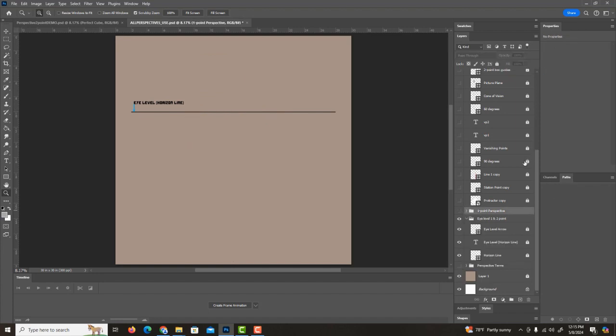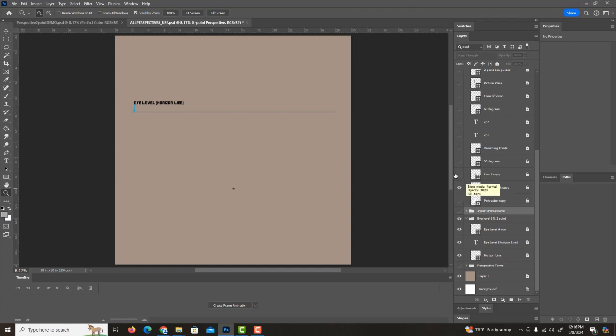Now with 2 point perspective, it's the same idea, but this time the object that you were looking at in front of you has either rotated or the viewer's head has turned, which makes the verticals remain straight, but the horizontals are now converging to the left side and the right side.